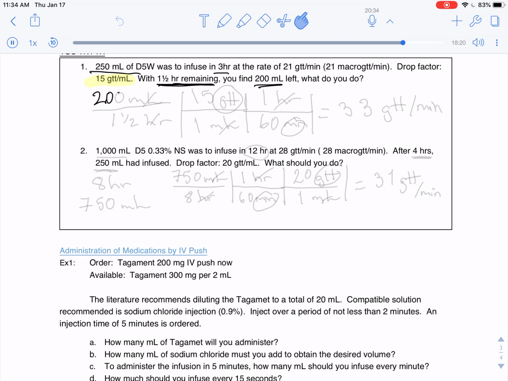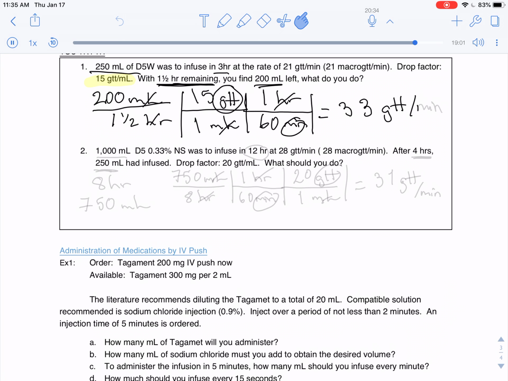So we have 200 milliliters, a total of 1.5 hours. We're going to use our drop factor. So in 1 milliliter, we have 15 drops, because we're supposed to look for drops per minute. And we're going to convert those hours. In 1 hour, we have 60 minutes. So then milliliters cancel, hours cancel. We're left with drops per minute. And once we do our calculations, we get a total of 13 drops per minute.